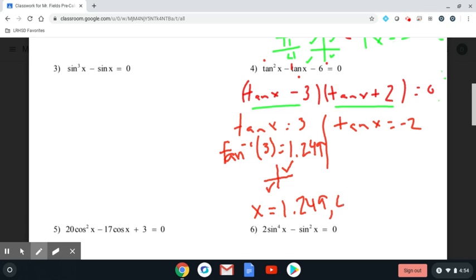So when we go through to get our two answers from that left side, we end up getting 1.249 and then 4.391. Because since we were in quadrant 3, we had to add on that 1.249 to our closest x-axis over here, which is pi. All right, now we're going to do the same exact thing for the right side.